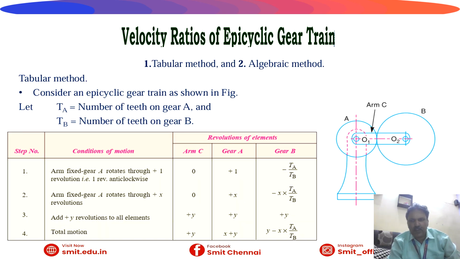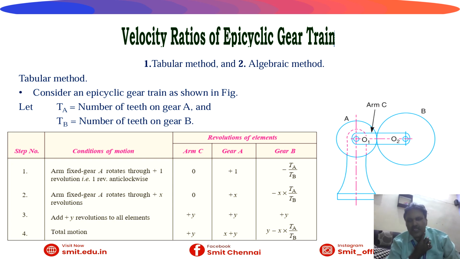This tabular form is very, very important for solving the problems. In all the problems, we have to make this tabular column. We have to make some assumptions, and based on that we will get some ratios. You have to take the input and the output, and mention everything here. TA is the number of teeth on gear A, and TB is the number of teeth on gear B.